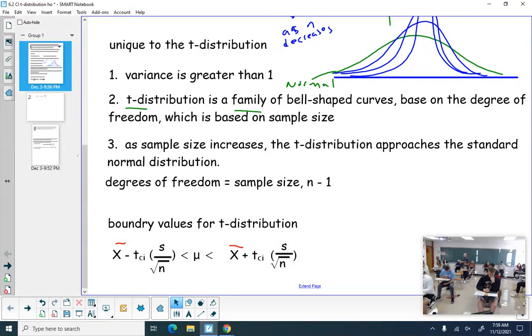Along the left-hand side, we look at the column on the left-hand side. You have DF there. That's your degree of freedom. So whatever degree of freedom you're calculating here, you're going to slide down to that degree of freedom. Once you slide down to that degree of freedom, you'll slide across the table to your correct confidence interval.